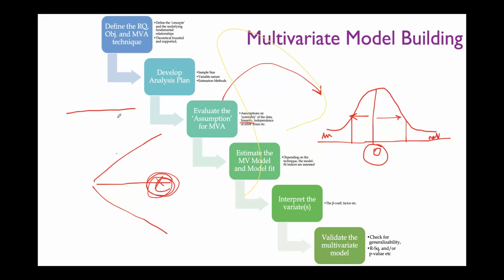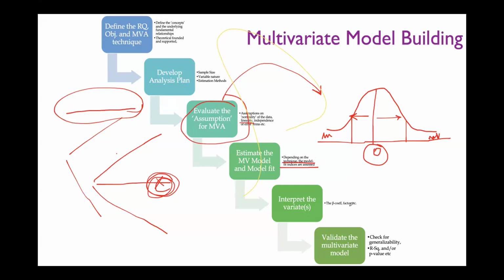So the assumption is, either there is a positive correlation or a negative correlation, but this straight line means that there is no association. And if there is no association, it means that the variables that you have picked are not apt. They are not correct. So you define the assumptions around the multivariate analysis. Then you estimate the multivariate model by defining the technique.